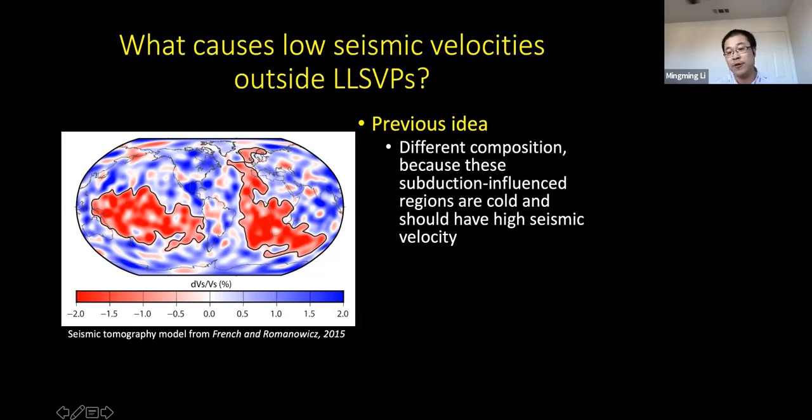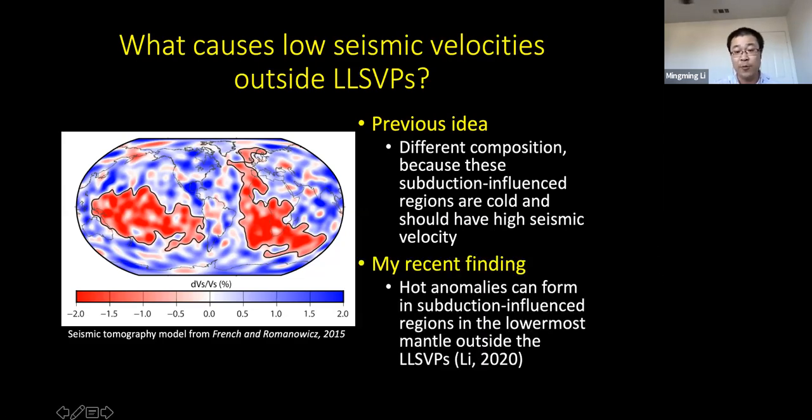However, what I'm going to show you is that my recent finding is that actually these anomalies can indeed be caused by an increase of temperature, because I found that hot anomalies can form in subduction-influenced regions in the lowermost mantle outside LSVPs. So let me tell you some details of my model.